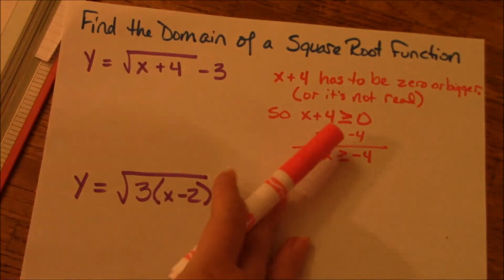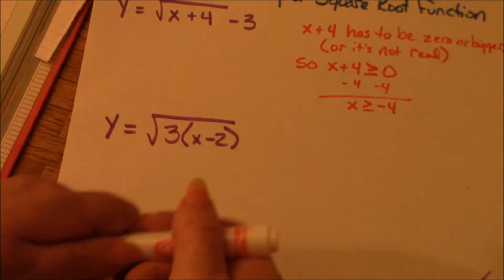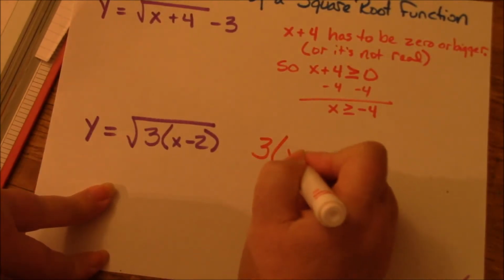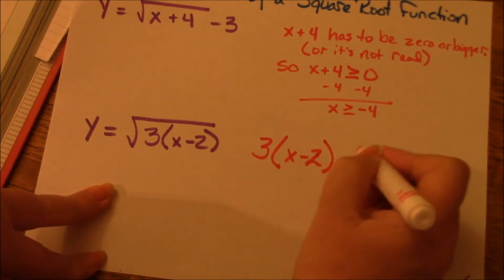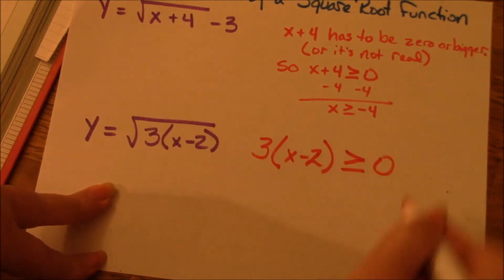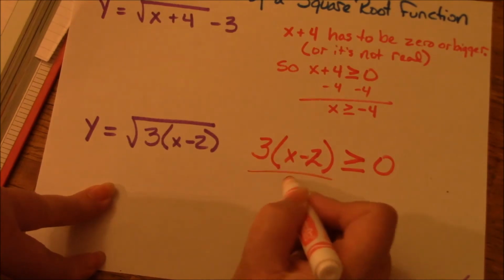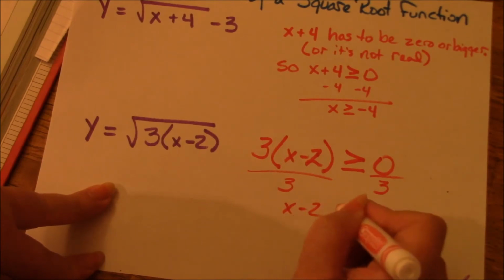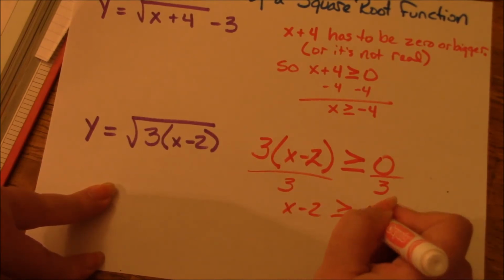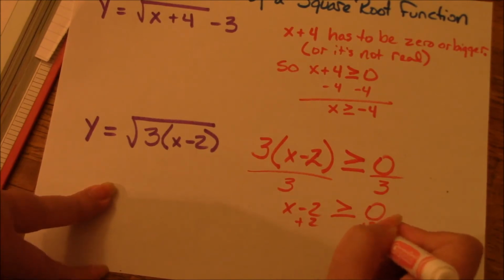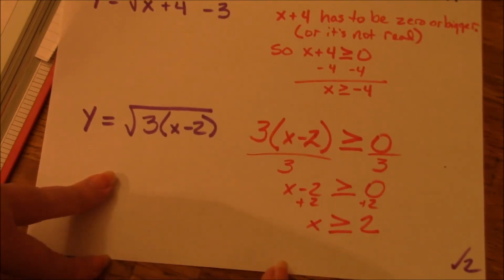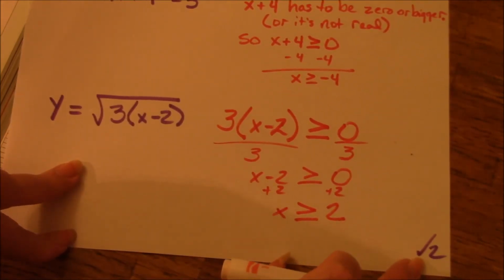So let's do one of these together. y equals the square root of 3 times x minus 2. Well, we know that 3 times x minus 2 has to be greater than or equal to 0. So I'm going to divide both sides by 3, which doesn't change that, and x minus 2 has to be greater than or equal to 0. And I'm going to add 2 to both sides, and x has to be greater than or equal to 2. And that's it. I'm going to ask you to pause here, try Check It Out number 2, and come back when you're done.